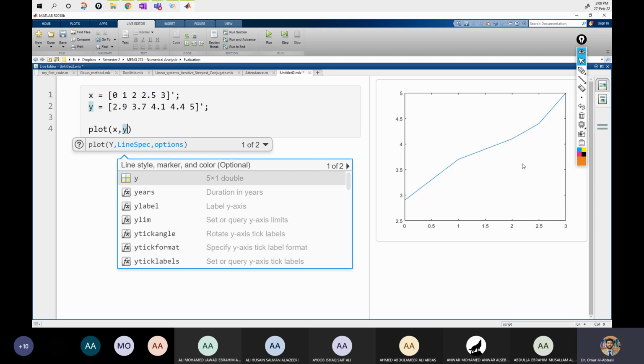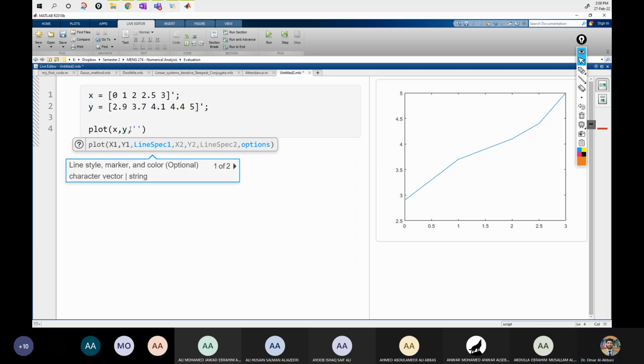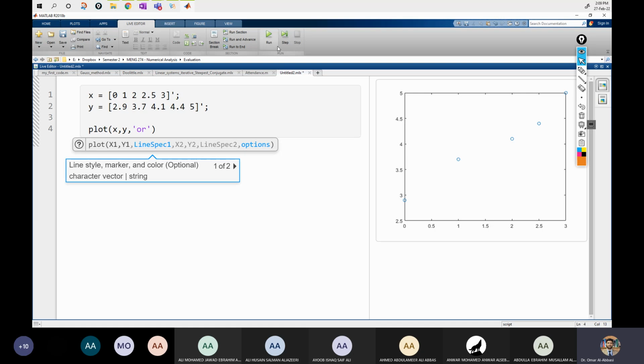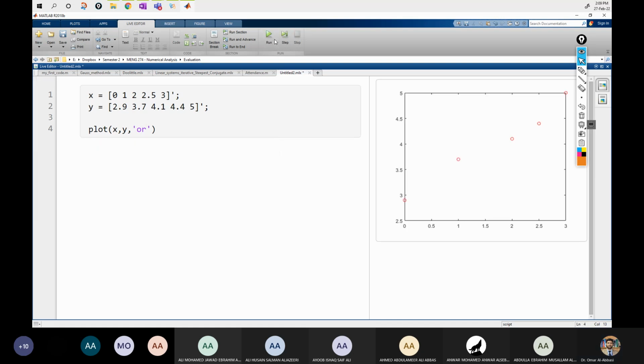Okay. So, in fact, I want only the data points. I don't want to see the line in between. So how can we do that? We can use O to represent that the data points are given by this marker. And maybe I can give it a different color, a red color. So yeah, this seems better for me. Okay, we plotted the data points.